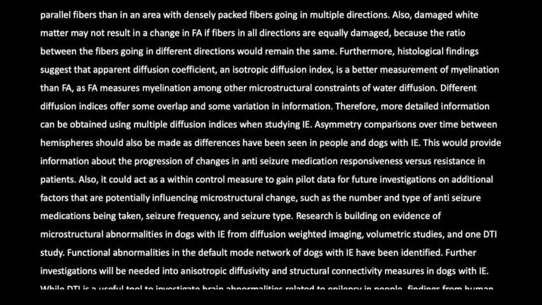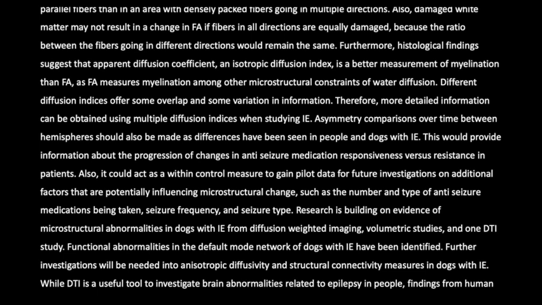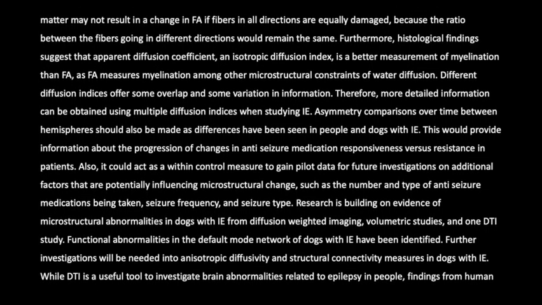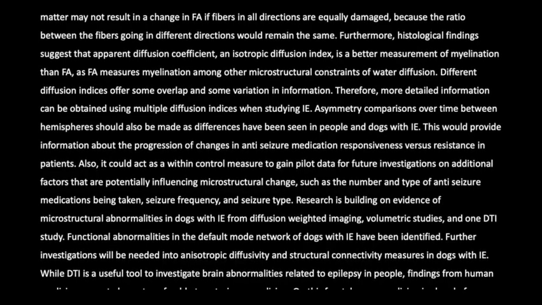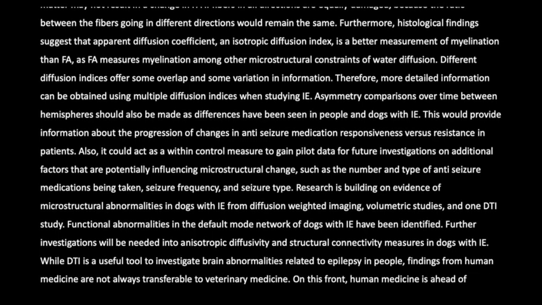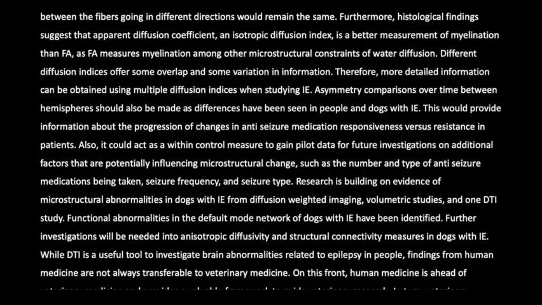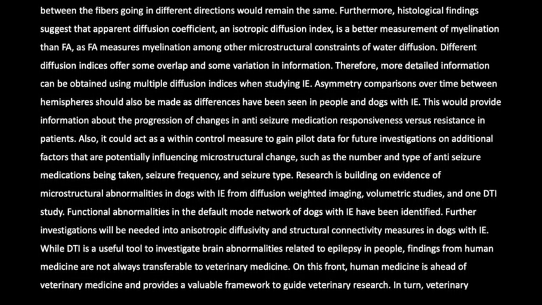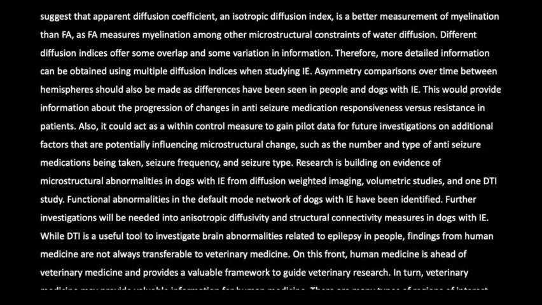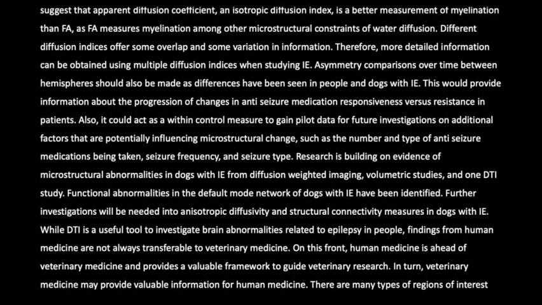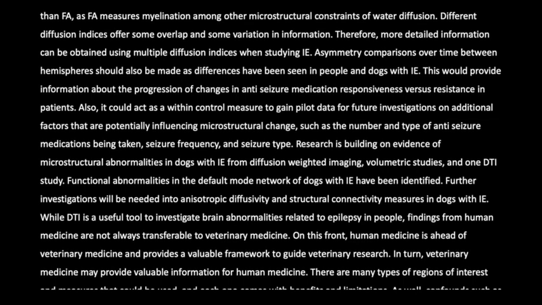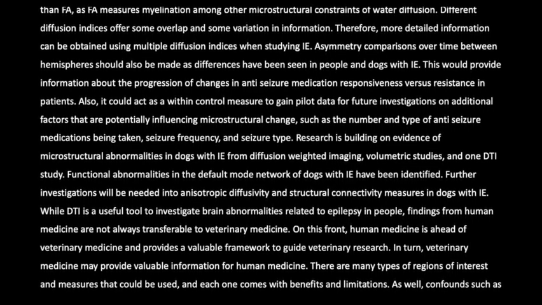Asymmetry comparisons over time between hemispheres should also be made as differences have been seen in people and dogs with IE. This would provide information about the progression of changes in anti-seizure medication responsiveness versus resistance in patients. Also, it could act as a within-control measure to gain pilot data for future investigations on additional factors that are potentially influencing microstructural change, such as the number and type of anti-seizure medications being taken, seizure frequency, and seizure type.